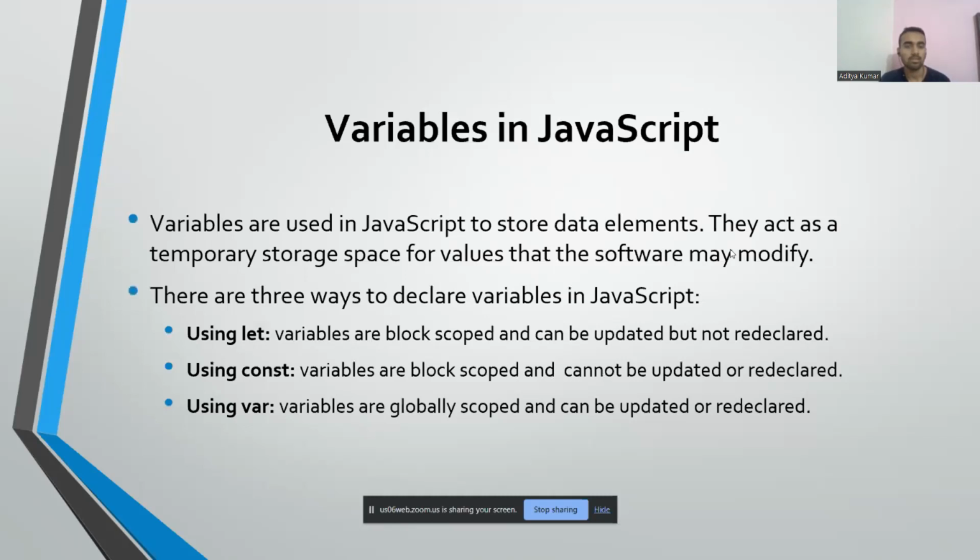They act as a temporary storage space for values that can be modified later on. There are 3 ways to declare variables in JavaScript. Using let, the variables are block scoped and can be updated, but cannot be redeclared. Variables declared using const are block scoped. They cannot be updated or redeclared later on. Variables declared using var are globally scoped, and can both be updated and redeclared.